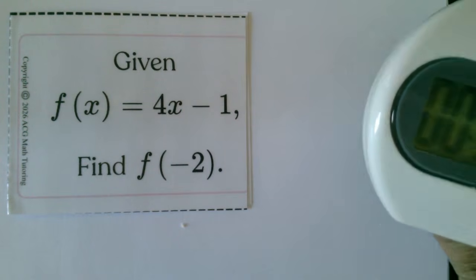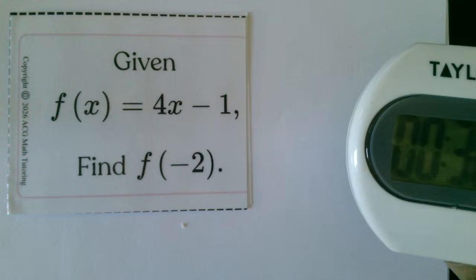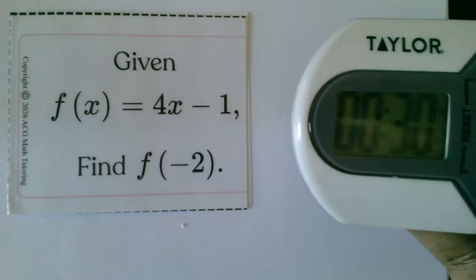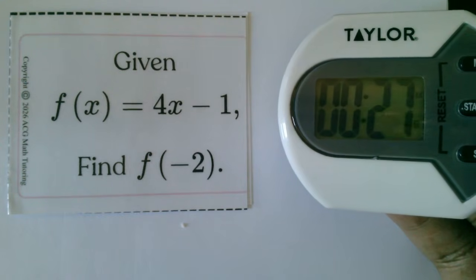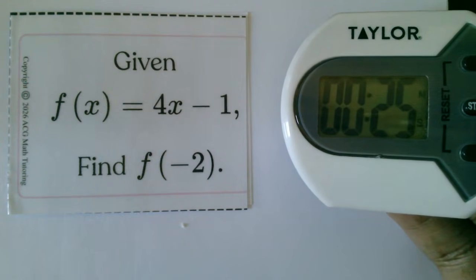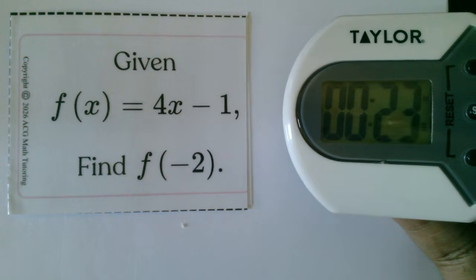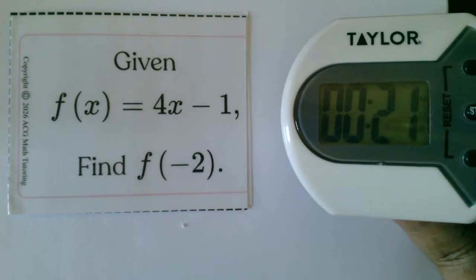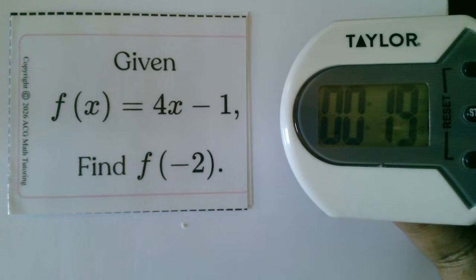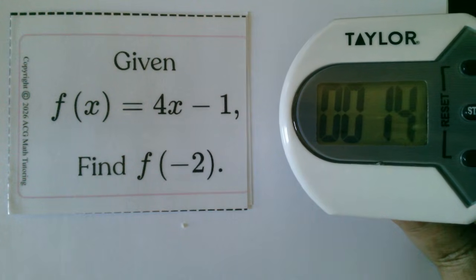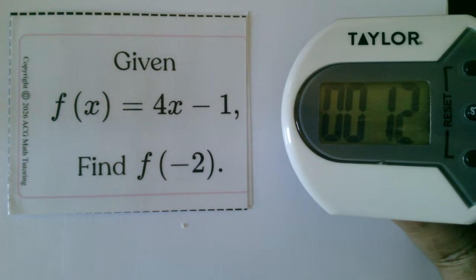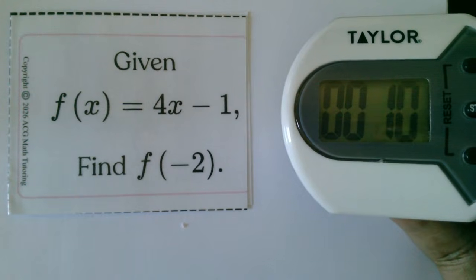I'm wondering if you can answer this particular question in 30 seconds. So this is the function f of x is equal to 4x minus 1. We need to find f of negative 2. As soon as the time expires, you can put your answers in so we can break down these concepts.